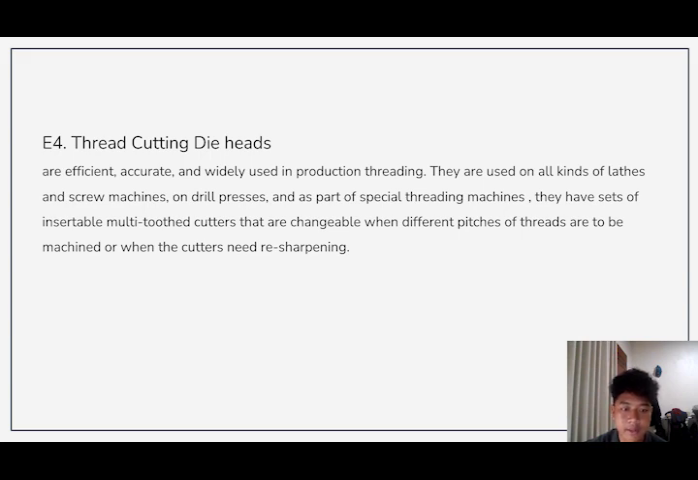Next one is thread cutting die head. Die heads are efficient, accurate, and widely used in production threading. They are used on all kinds of lathes and screw machines, or on drill presses, and as part of special threading machines. They have a set of insertable multi-tooth cutters that are changeable when different pitches of thread are to be machined or when the cutter needs resharpening.